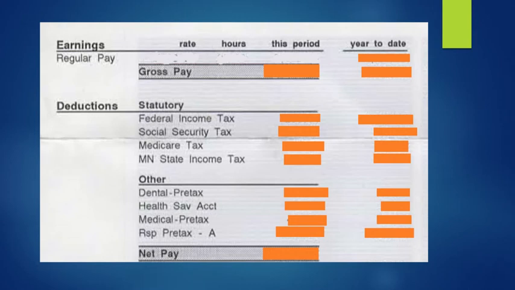Probably the most beneficial thing, though, to see from this is going to be your gross pay and then any expenses that you pay through your employer, such as health insurance, dental, anything like that.